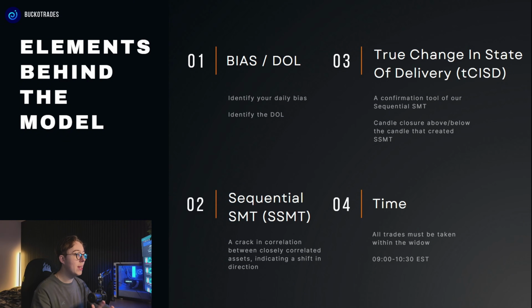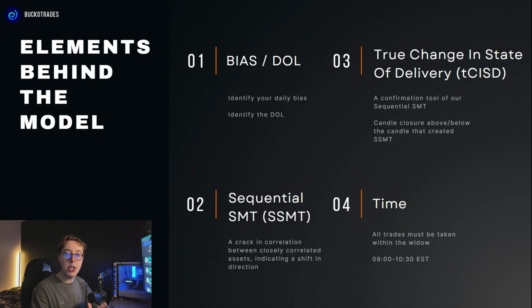All trades must be taken within the window 9 to 10:30 Eastern Standard Time. Right, you can trade this model any time of the day. You can even find your own specific 90-minute windows. That's completely fine. However, the one that I personally trade, the one that I have got most of my data with, is between 9 to 10:30. However, it does work 24/7, okay?